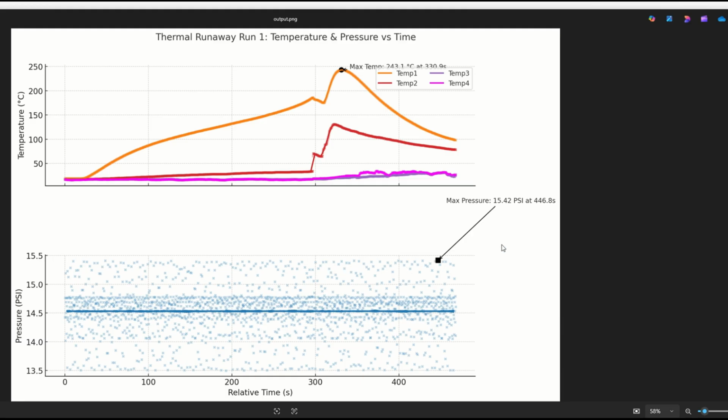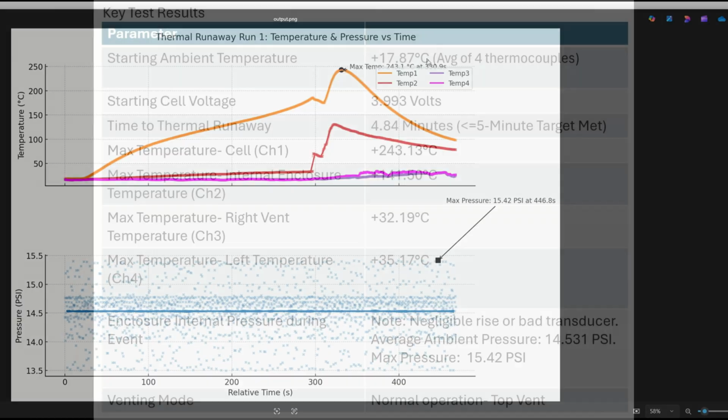Plus, the enclosure was not sealed, and smoke was coming out from every crevice during the test. So we'll have to just say the pressure data, unfortunately, is null and void. But we got some interesting temperature data here.